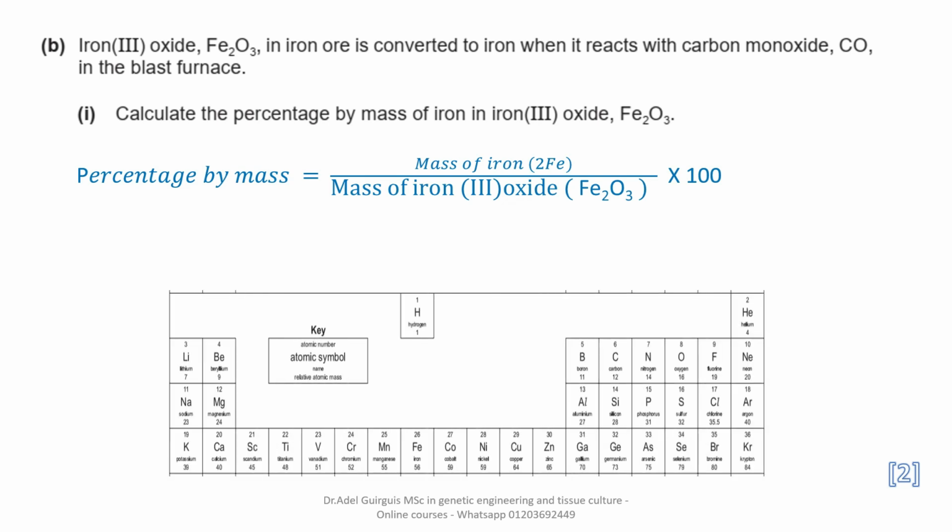By substitution from the periodic table, look at Fe. Fe has atomic mass equal to 56, while oxygen has atomic mass equal to 16. By substitution, we find 2 times 56 divided by 2 times 56 plus 3 times 16, times 100. Thus, by calculation, this gives 70%. This means 70% of the iron ore Fe2O3 is represented by iron.